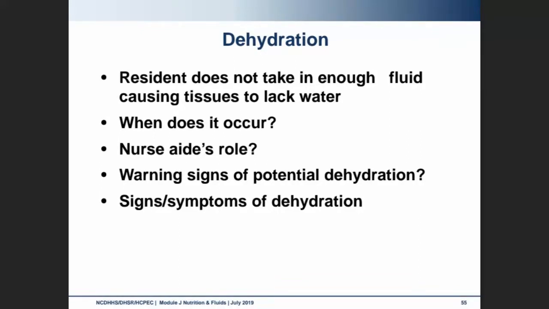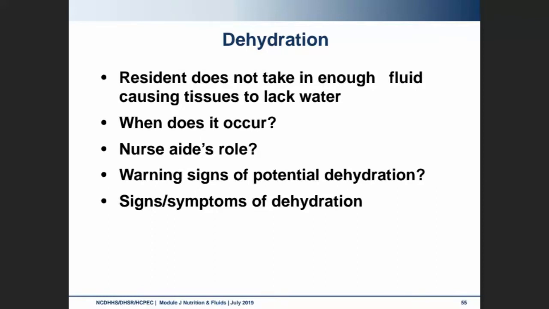Our role is to prevent dehydration, right? So make sure that our resident has fresh water every day. Offer assistance if they need it. Measure and record intake and output accurately. If someone has dementia, every time we go in that room to check on them, bring them that water, offer them water. And of course, observe for and report signs and symptoms of potential dehydration.